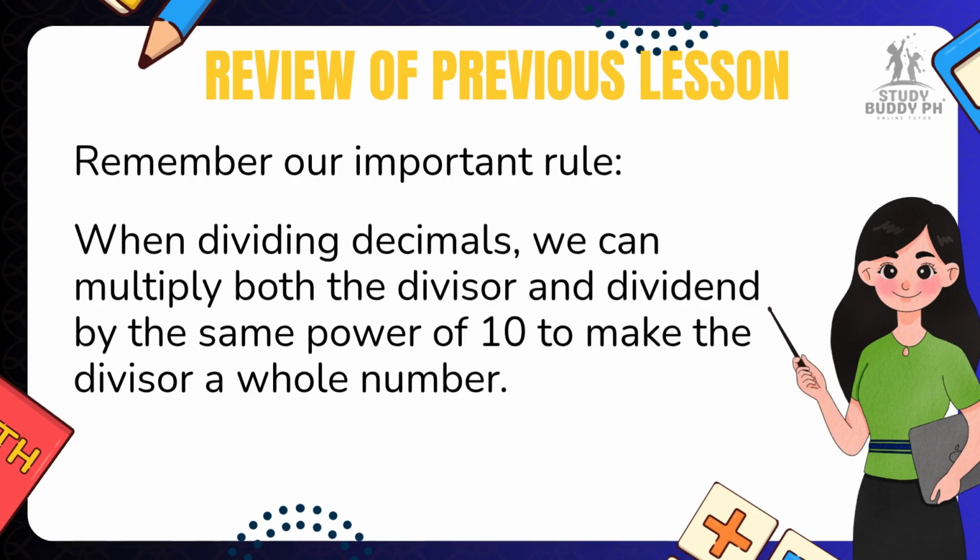Remember our important rule. When dividing decimals, we can multiply both the divisor and dividend by the same power of 10 to make the divisor a whole number. This strategy will help us solve real-life problems much more easily.